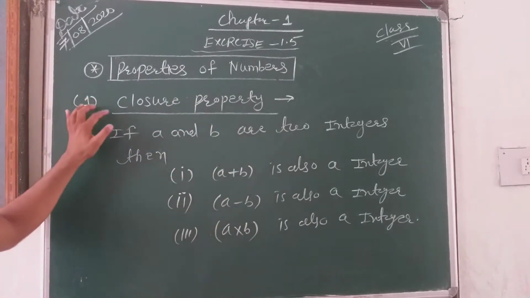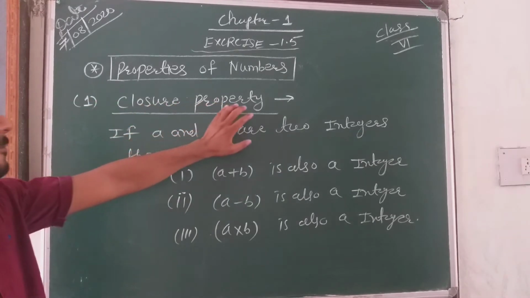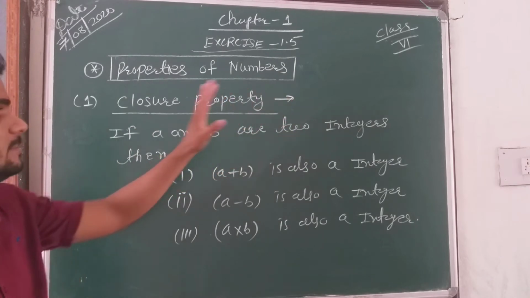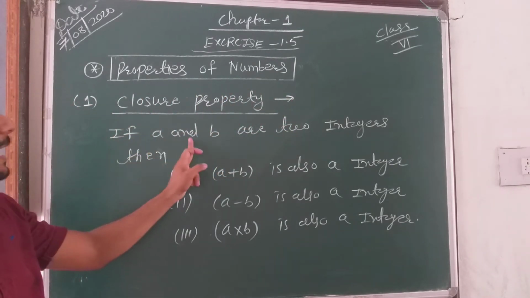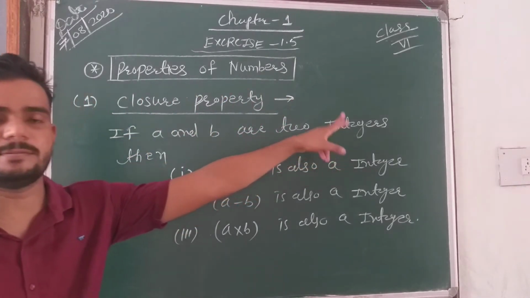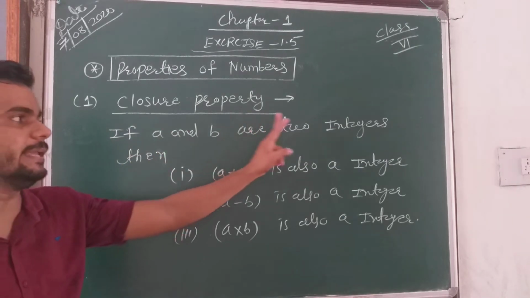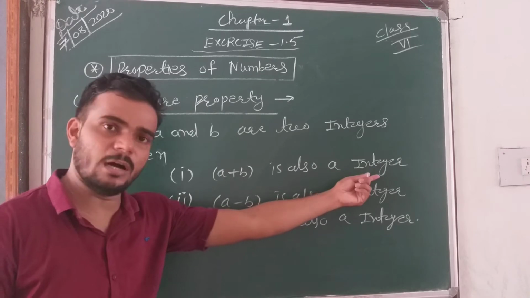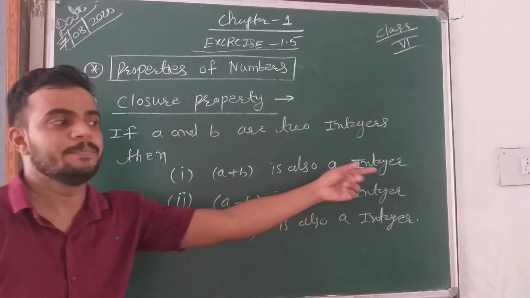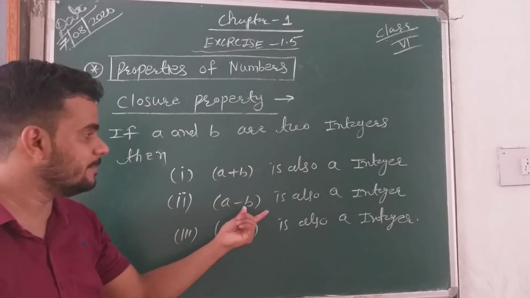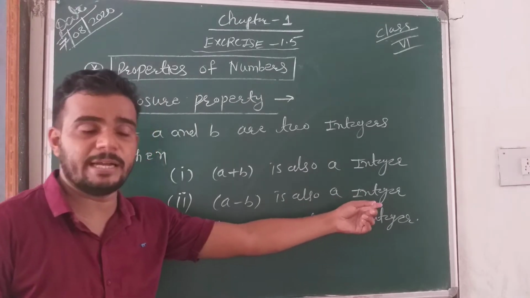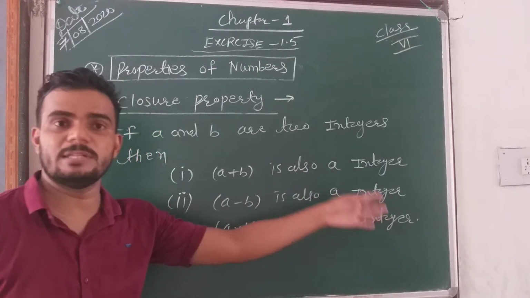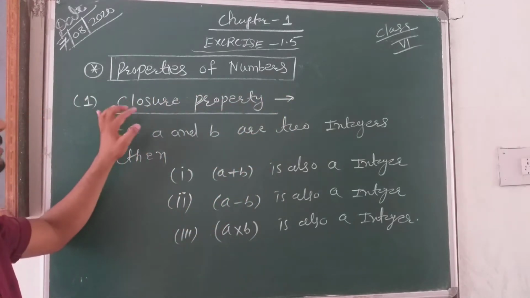First property, closure property. What is the property? If you have a and b, two integers, then first, a plus b is also an integer. This is compulsory. Second, a minus b is also an integer, and next, a multiply b is also an integer. So this is called closure property.